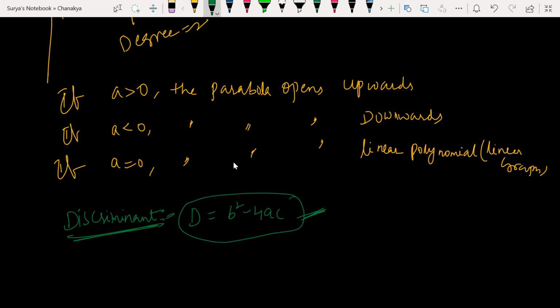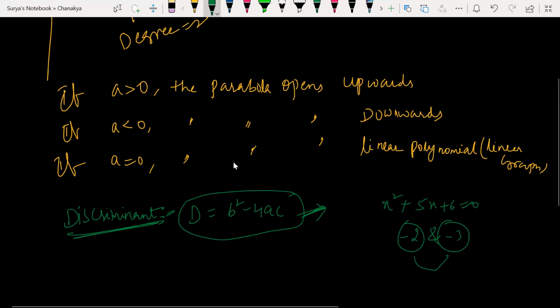What is the discriminant? How did we get this? Suppose I have x square plus 5x plus 6 is equal to 0. This is my quadratic equation. What are the roots? Minus 2 and minus 3 are the roots. How quickly you told this? Yes, we have shortcuts for this. 2 3s are 6, minus into minus is plus 6 here. So minus 2 and minus 3 are the roots of this, which means, now look at this.